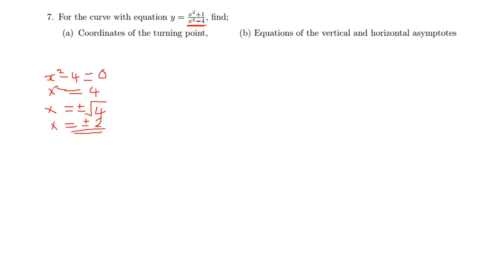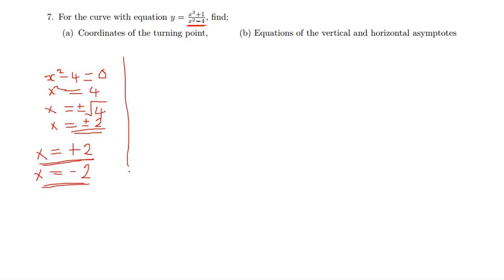So you get plus or minus 2 as your answer. Meaning the equations of the vertical asymptotes are: one of them is x equals positive 2, and the other one is x equals negative 2. So these are the equations of the vertical asymptotes.